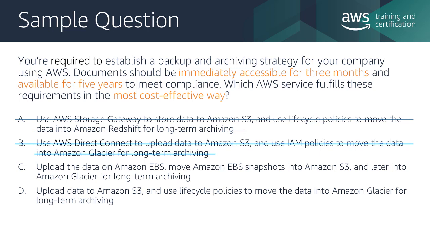Direct Connect upload data to S3 and then use IAM policies to move data into Glacier. I like that they're using Glacier, that's important, but IAM policies are permissions. They don't actually execute or move anything. Option C, wrong. Upload data into EBS, move the EBS snapshots into S3, and then later into Glacier. No, you can't move EBS snapshots in S3 to Glacier. That's not a concept. Also, why are we even using EBS in the first place?